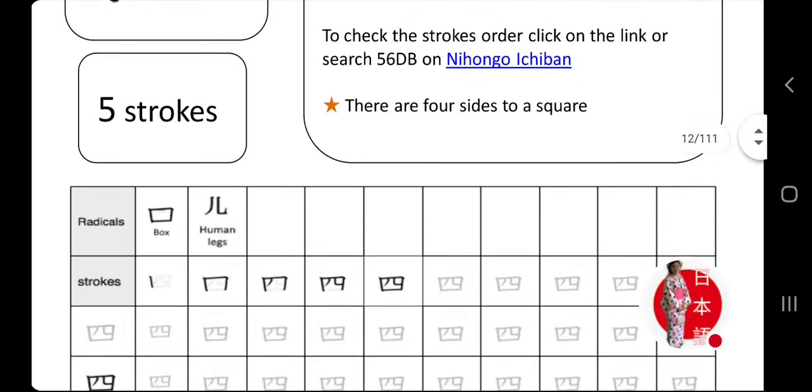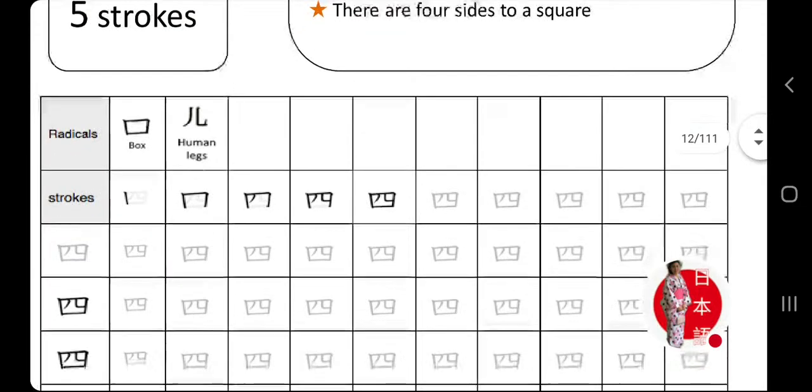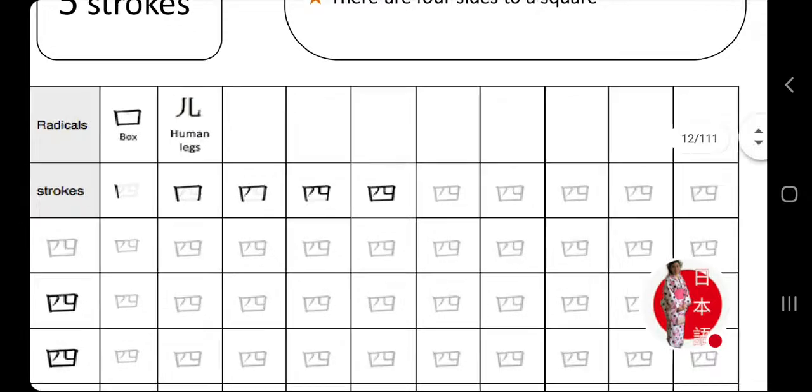So how do we write this? This one is the stroke order. Kakikata wa kore desu. Kakikata, in English, is the way of writing, the stroke order. So this is how we write this. We have 5 strokes for that.